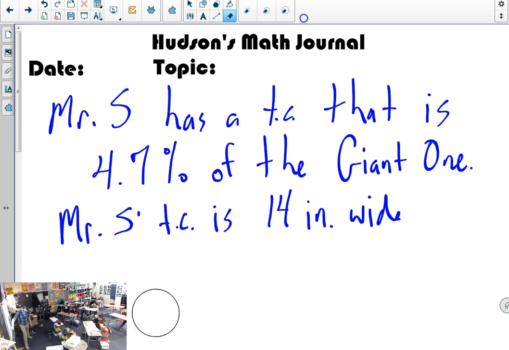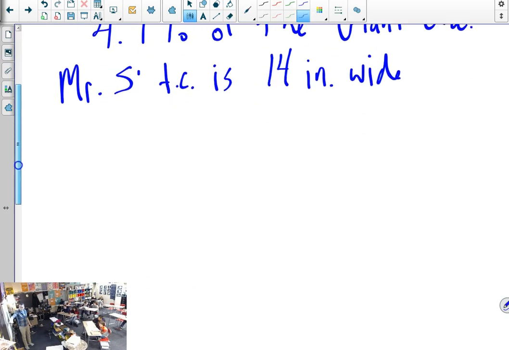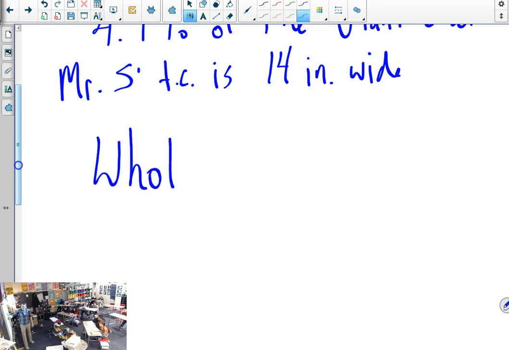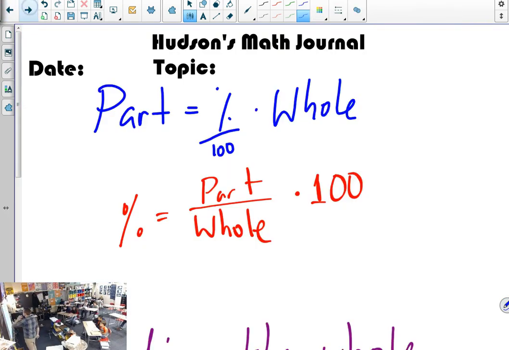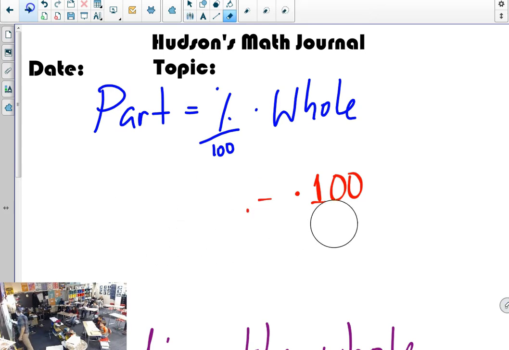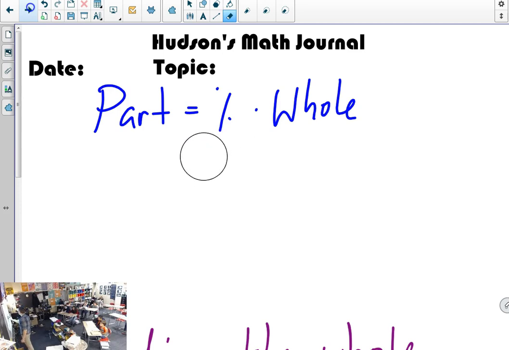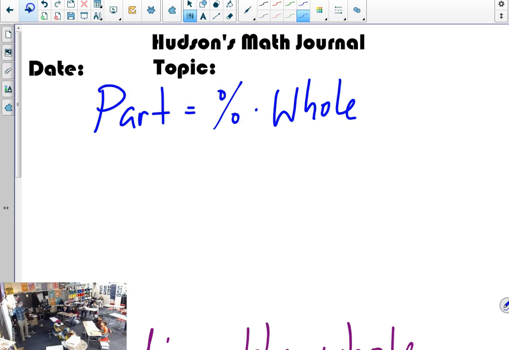is our equation to find a whole. And actually I can compare this back to the equations that you already have. If part equals percent times whole, and I want to get the whole by itself, anyone know how to do that? Take a guess. Percent times part? Close.